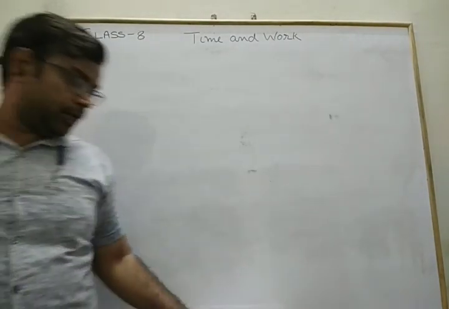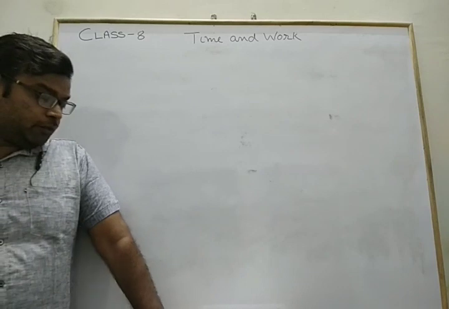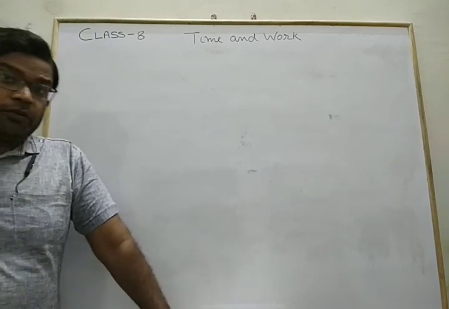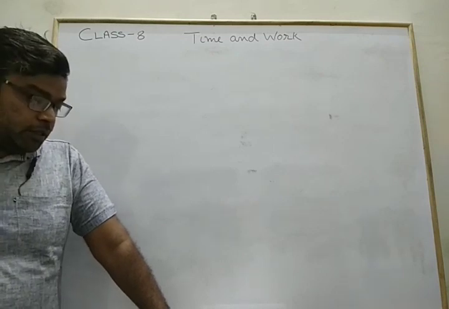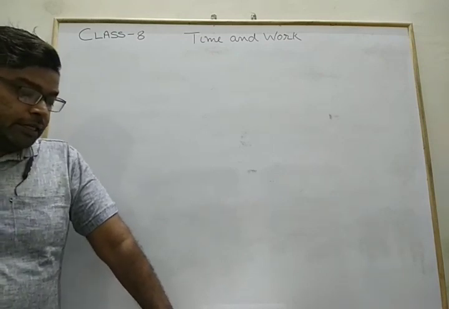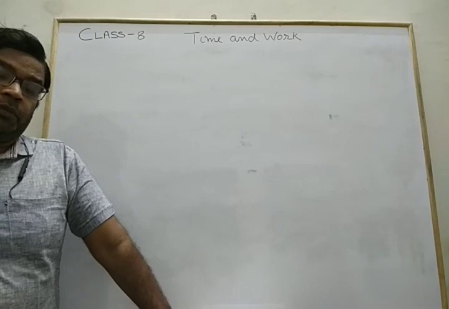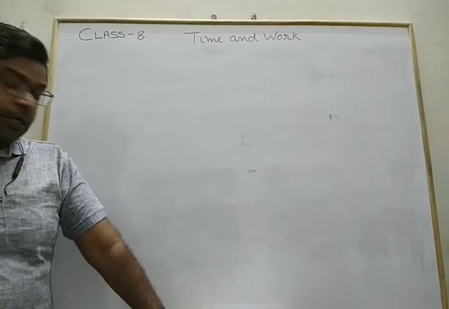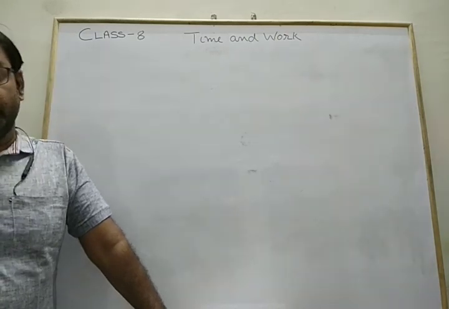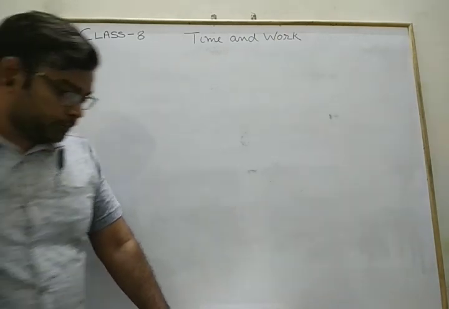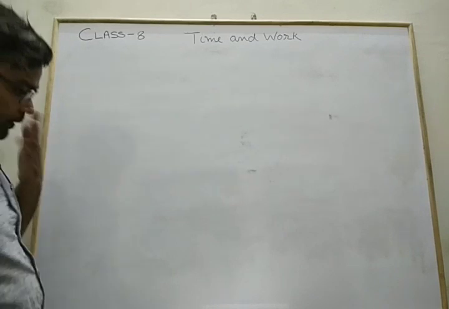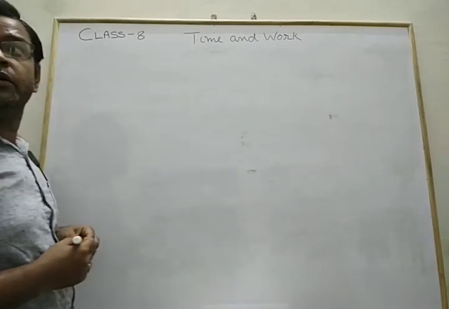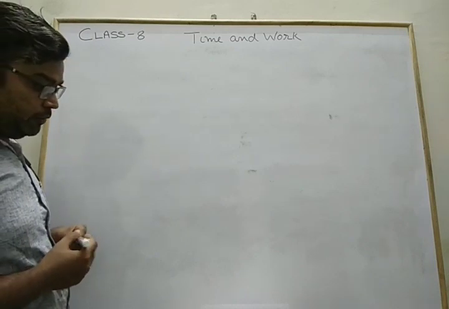It says that A can do 3/4 of the work in 12 days. In how many days can he complete 1/8 part of the work? For this, we first find out in how many days he completes the whole work, then we can find out the 1 day's work. So A can do 3/4 work in 12 days.